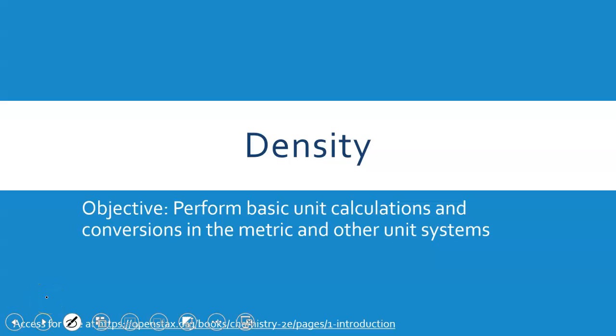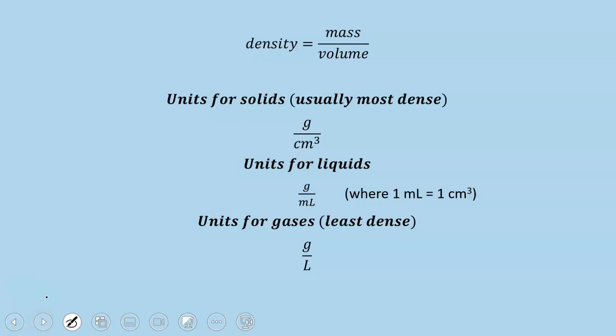In this video, we're going to focus on density exercises. So as a quick review, density is equal to mass over volume. And the units for density typically are going to be grams over centimeter cubed or grams over milliliter, where 1 milliliter and 1 centimeter cubed are interchangeable. But that's typically going to be for solids and liquids.